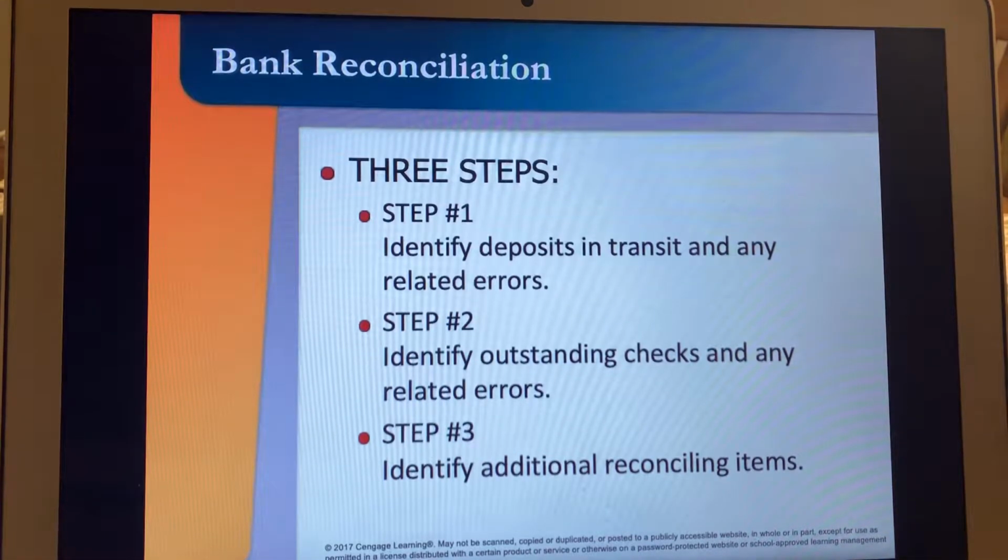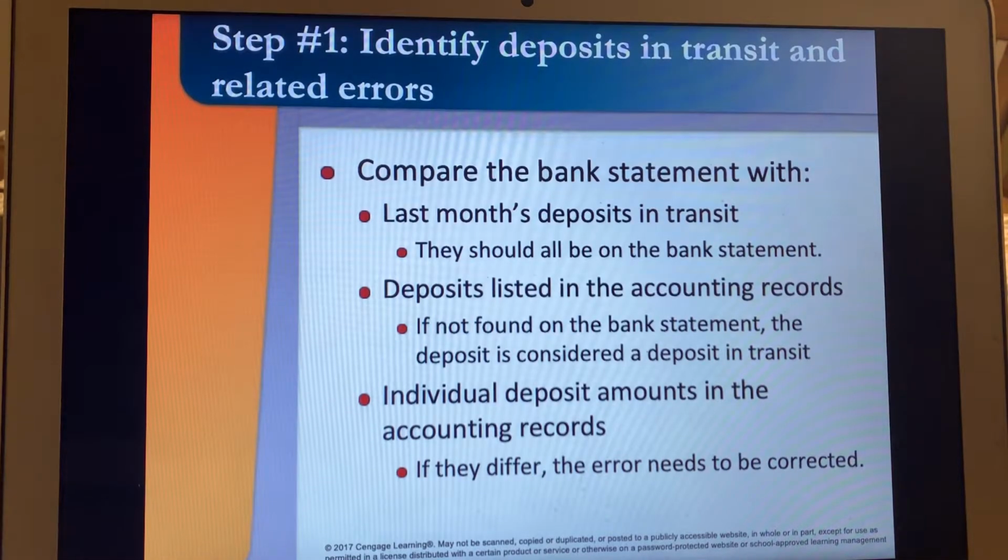So, 3 steps. First, identify deposits in transit and any related errors. Second, identify outstanding checks and any related errors. Lastly, identify additional reconciling items. So then here's step 1 in more detail. Compare the bank statement with last month's deposits in transit. They should all be on the bank statement.